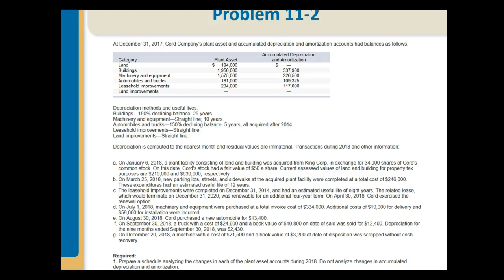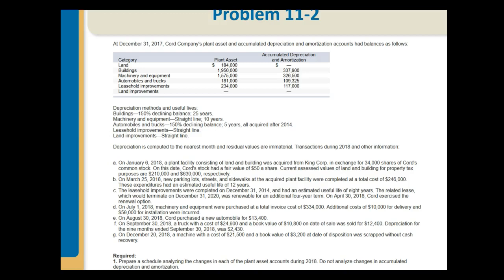Transactions during 2018 include, on January 6, 2018, a plant facility consisting of land and building was acquired from King Corp in exchange for 34,000 shares of Chord's common stock. On this date, Chord stock had a fair value of $50 a share. Current assessed values of land and building for property tax purposes are $210,000 and $630,000 respectively.